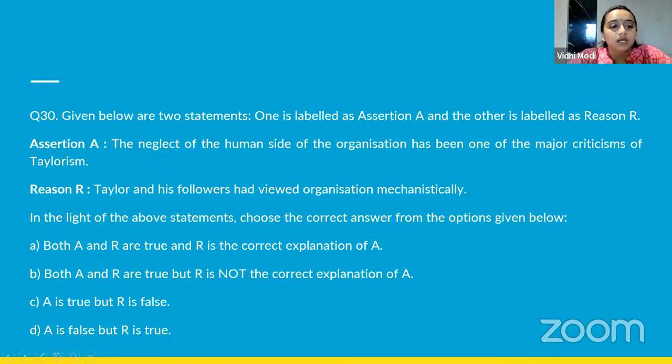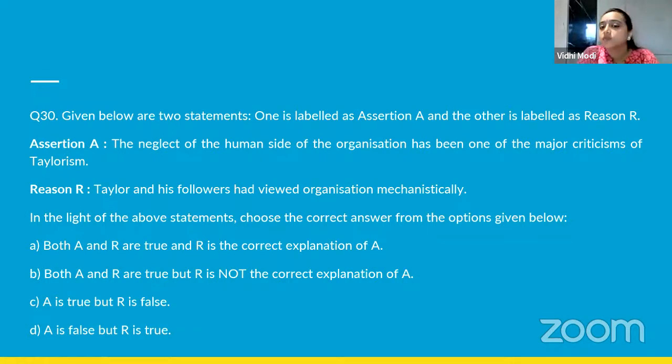Okay. Right. Then we move ahead. Again, here also we have assertion reasoning. The neglect of the human side of the organization has been one of the major criticisms of Taylorism. So if you know the scientific technique of Taylor, what has he done? He was a very machine-minded person, that okay, you need to produce so much only if you do it. He was the one who came up with these hours of working and this extra wage if you work overtime, etc. So he never really kept the human side in his mind, right? So therefore, assertion is definitely correct.